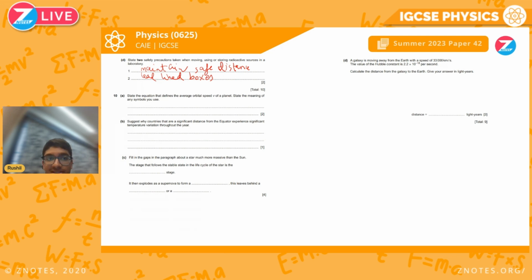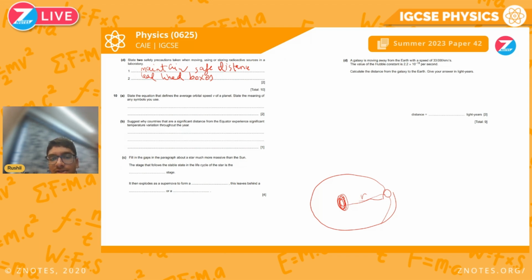Now, the final question, question 10a, asks us, state the equation that defines average orbital speed v of a planet. State the meaning of any symbols you use. So normally, we know that speed is equal to distance divided by time. So for a planet, let's say this is the sun around which it's orbiting, and this is the orbit. It's not typically a circle, it's an ellipse, but for approximation, we think of it as a circle. The distance in this case is basically the circumference of the circle, which is 2πr, where r is the distance from the sun, or the orbital radius, we can say.